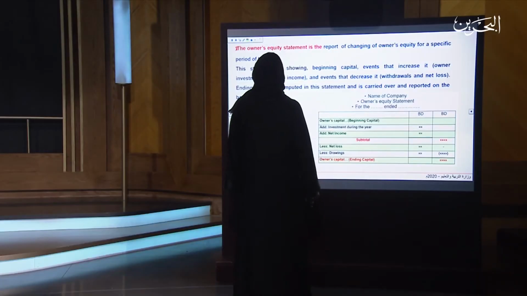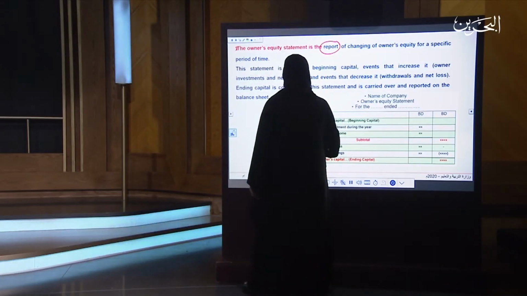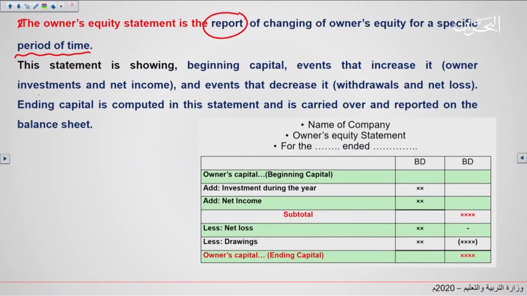The owner's equity statement is a report. This report should be prepared in the same period as the income statement, because as we mentioned before, these two statements are linked together. First, we have to prepare the income statement, then we have to prepare the statement of owner's equity. This report will measure the change in the owner's equity, which is the capital. There are events that will increase the capital and events that will decrease the capital.